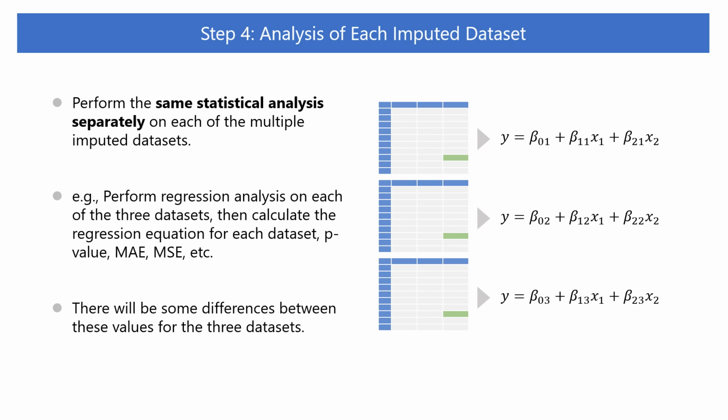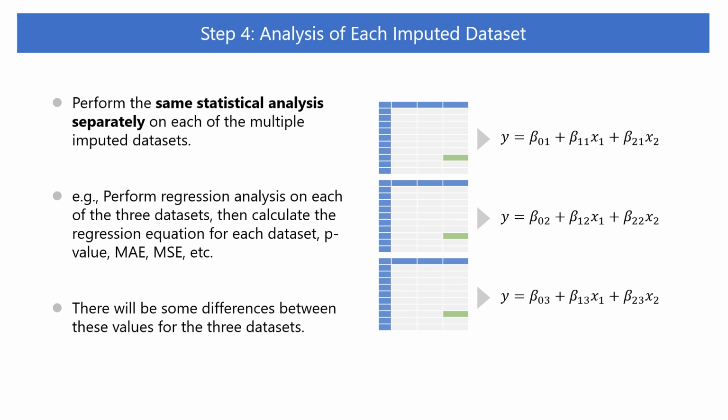Next, perform the same statistical analysis separately on each of the multiple imputed datasets created in the previous step. For example, we can perform regression analysis with motivation and stress as independent variables, and satisfaction as the dependent variable. We perform regression analysis on each of 3 datasets. Then, calculate the regression equation for each dataset, p-value, MAE, MSE, etc.